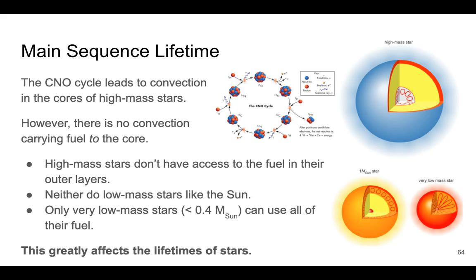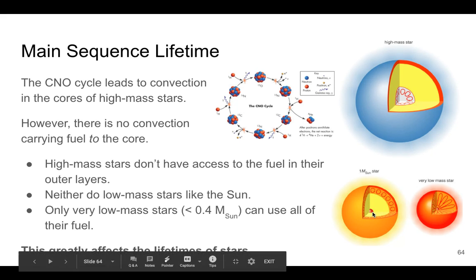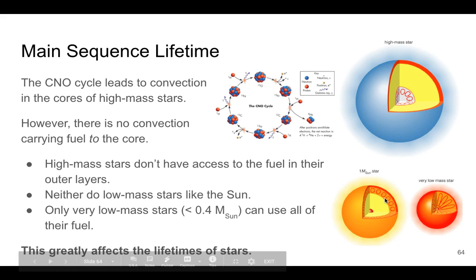So the CNO cycle leads to convection in the cores of high mass stars. Look at the picture of the yellow one here. This is like the sun. And remember the layers of the sun. You have the core in the middle. Then you have the radiative zone going out. And then above that, you have the convection zone.